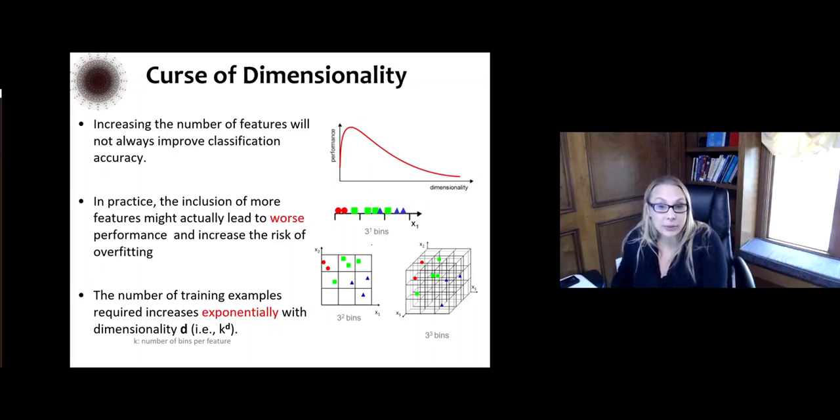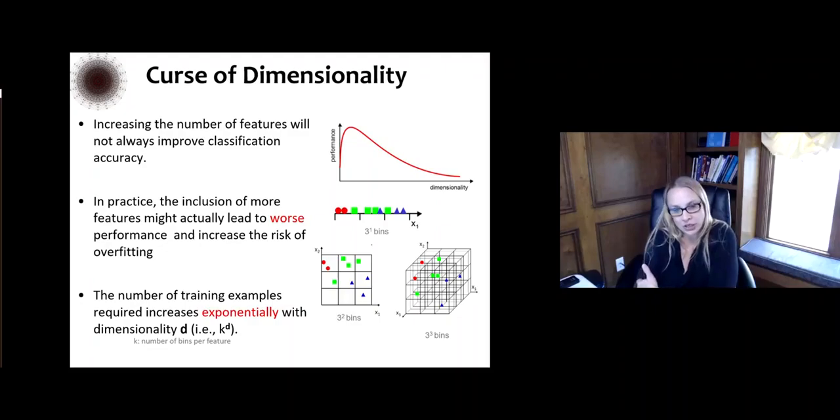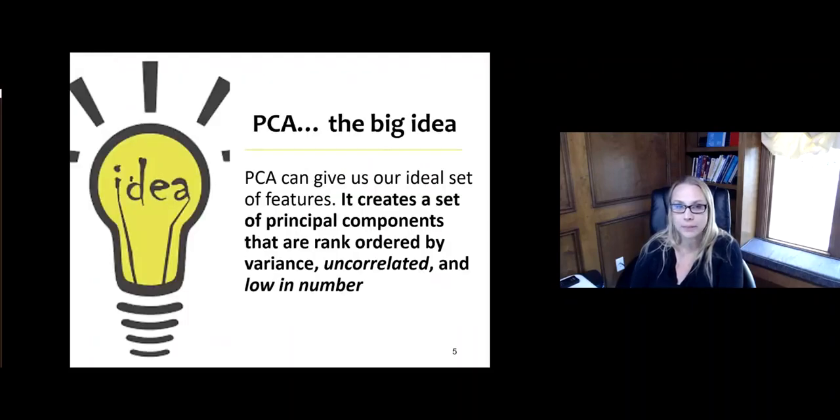So one solution is that we can remove or alleviate some of the curse of dimensionality by increasing the number of training observations in our data set, but sometimes that's not always feasible. Another option that we have is to use dimensionality reduction through things like principal component analysis, which is also referred to as PCA. And so that's another reason why we might want to do principal component analysis and use those principal components as predictors.